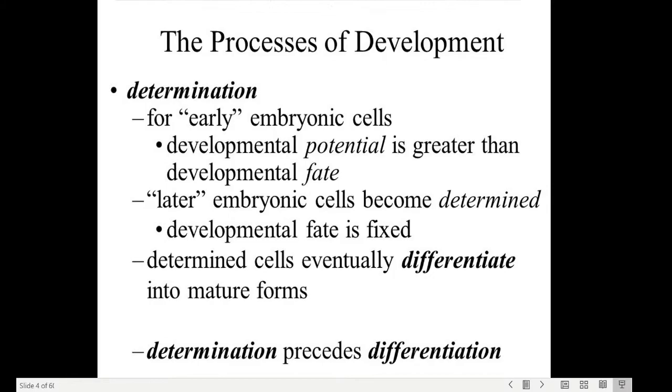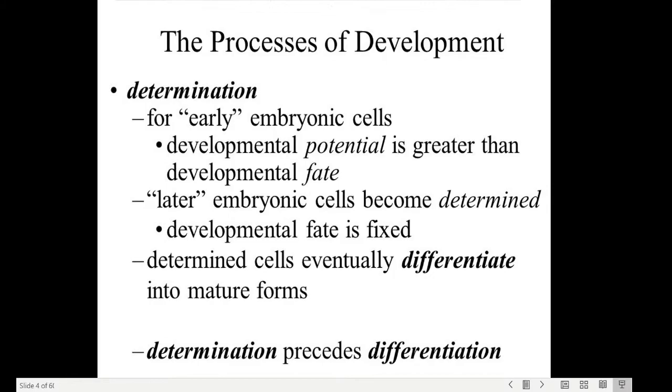Now I am going to discuss the important terms. The process of development: what is it? In the process we have determination and differentiation. These two terms are very important. What is determination? First we want to know whether the embryonic cell can develop, whether it has the potential or not.